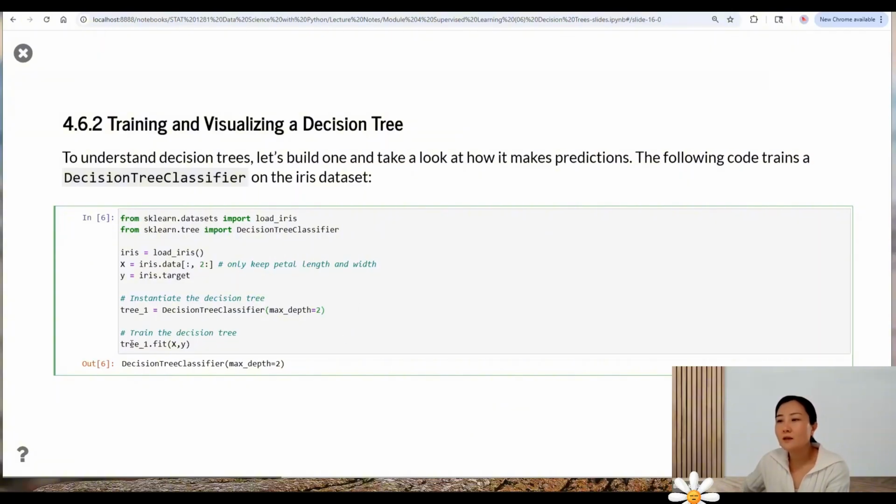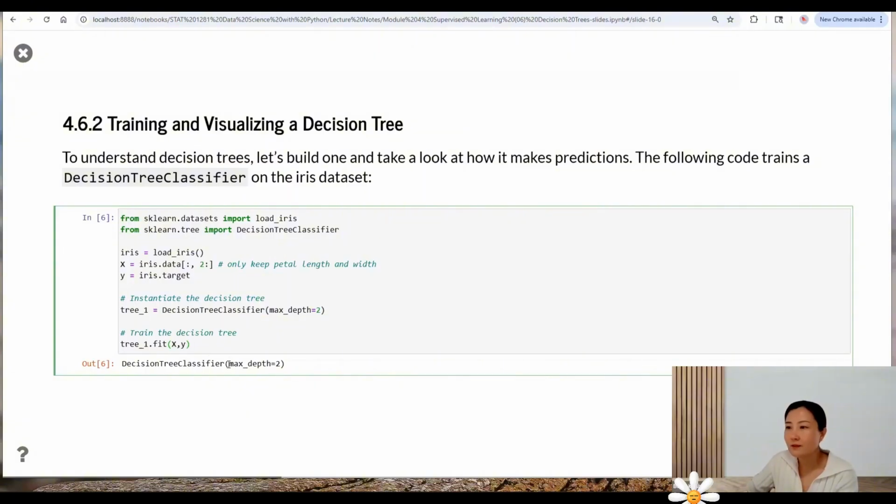Then we instantiate the decision tree. Notice that we set max depth equals 2. This means the tree will have at most 2 layers. 2 layers means 2 layers of nodes, except for the root node. For example, this is a tree with 2 layers. Layer 1, layer 2. And then we fit the model on the entire data set.